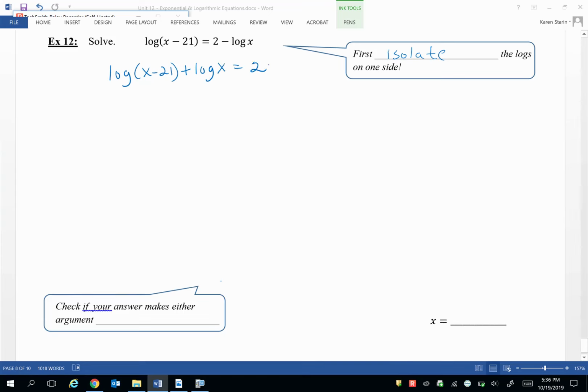So adding log of x to both sides of the equation, we get log of x minus 21 plus log of x equals 2. Now we're going to write the left-hand side as a single logarithm statement. So we'll have addition in the expanded form means that we'll have multiplication in what I like to call the collapsed form. In other words, the single log statement.